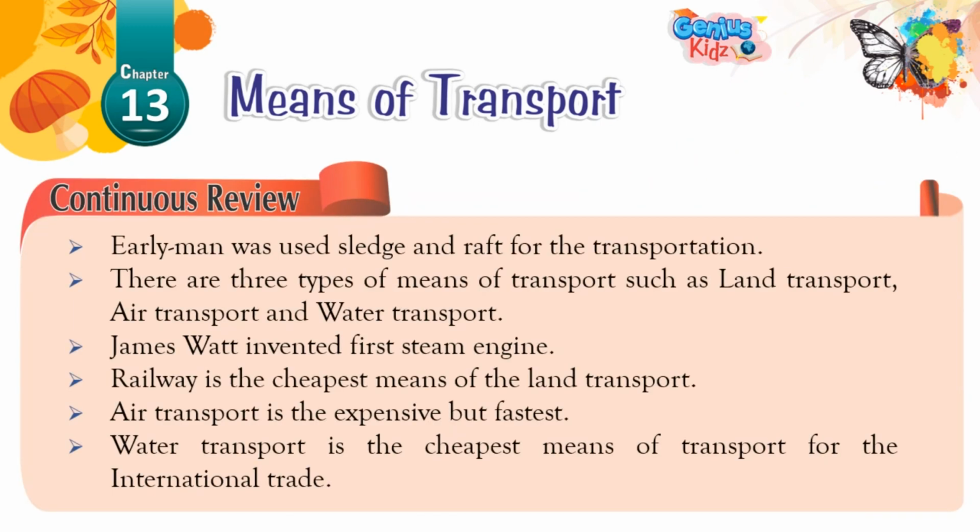Continuous review. Early man used sledges and rafts for transportation. There are three types of means of transport: land transport, air transport and water transport. James Watt invented the first steam engine. Railway is the cheapest means of land transport. Air transport is expensive but fastest. Water transport is the cheapest means of transport for international trade.